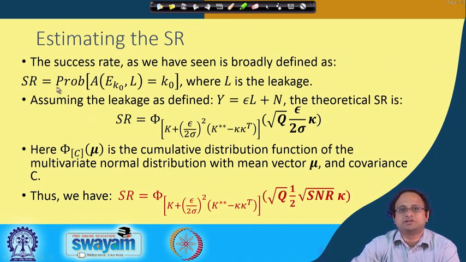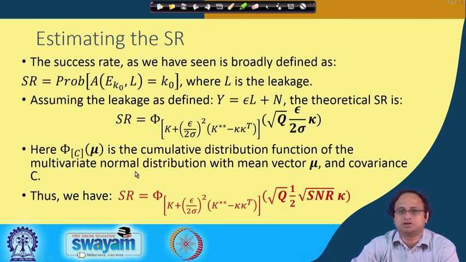If you remember, the success rate was defined by this probability: the probability that an adversary operating on K0 and observing the leakage L predicts the value of the key correctly as K0. Then we say that the attack is successful. So success rate is nothing but the probability of this success. If we assume that the leakage is, as we have assumed, y equal to epsilon L plus n, then this theoretical SR can be found by this cumulative distribution function. So it is phi, and you can observe that there are two parameters here, a phi c and a mu. This stands for the cumulative distribution function of the multivariate normal distribution.